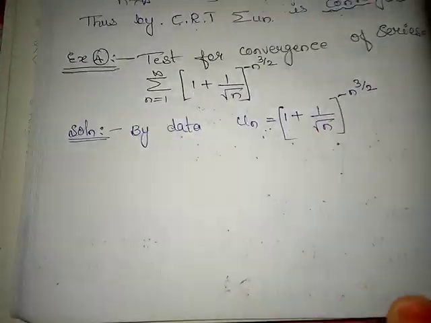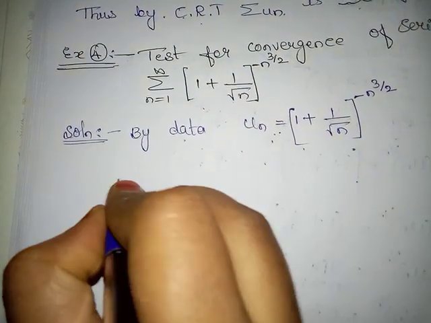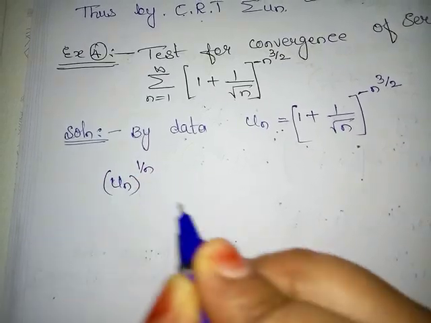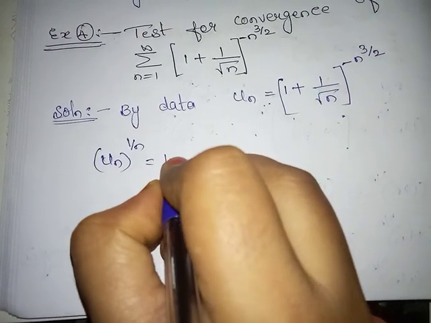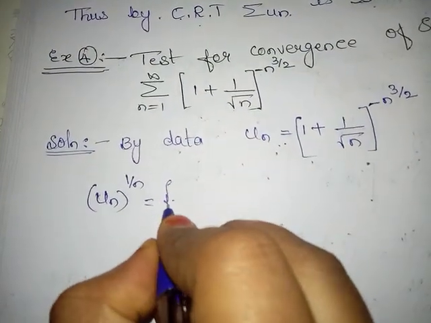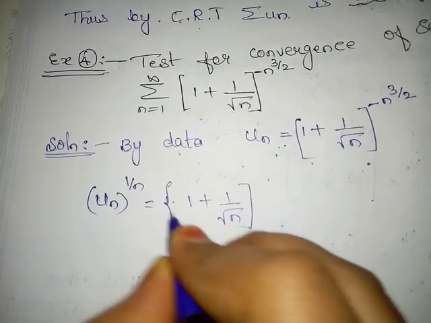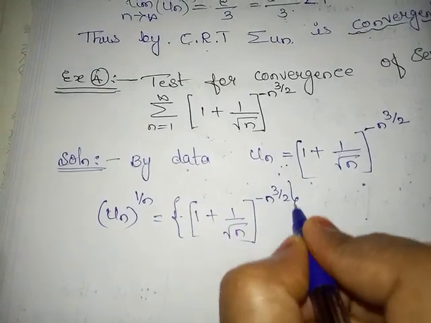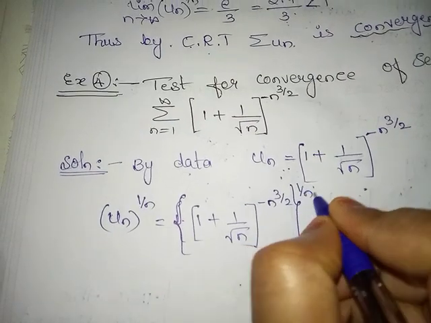You can write it in a square bracket or an open bracket, both are the same. Then we have to find un raised to 1 by n, which is equal to, before that I will take a bracket here, ((1 plus 1 by root n) raised to minus n raised to 3 by 2) whole raised to 1 by n.